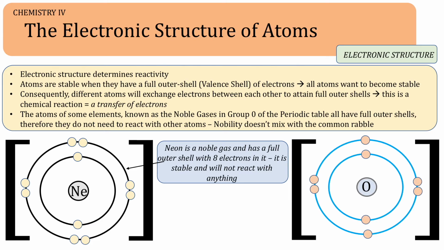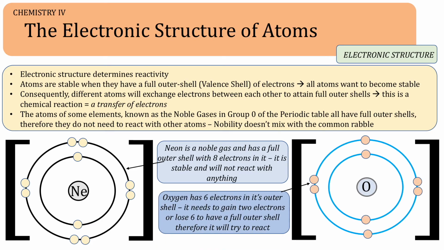But if we look at oxygen here, it's got 6 electrons on the outer shell, right? So this guy needs to react with something to attain a full outer shell. It needs to either gain 2 electrons and fill up the outer shell, or it needs to lose those 6 electrons and go to the previous shell, which will then be full, of course, right?